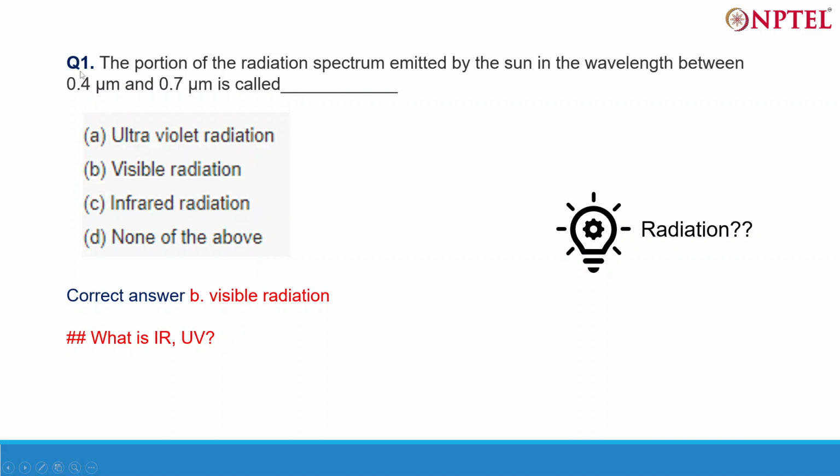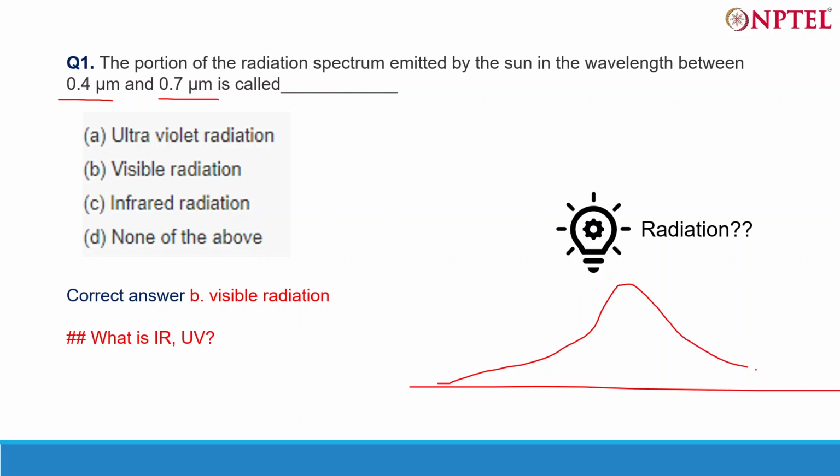So the first question is basically asking about the portion of the radiation spectrum emitted by the sun in the wavelength between 0.4 micrometer and 0.7 micrometer. When you see the sun's radiation, it is basically like this. This is 0.4, this is 0.7, and this area belongs to visible light. So visible radiation is the correct answer.